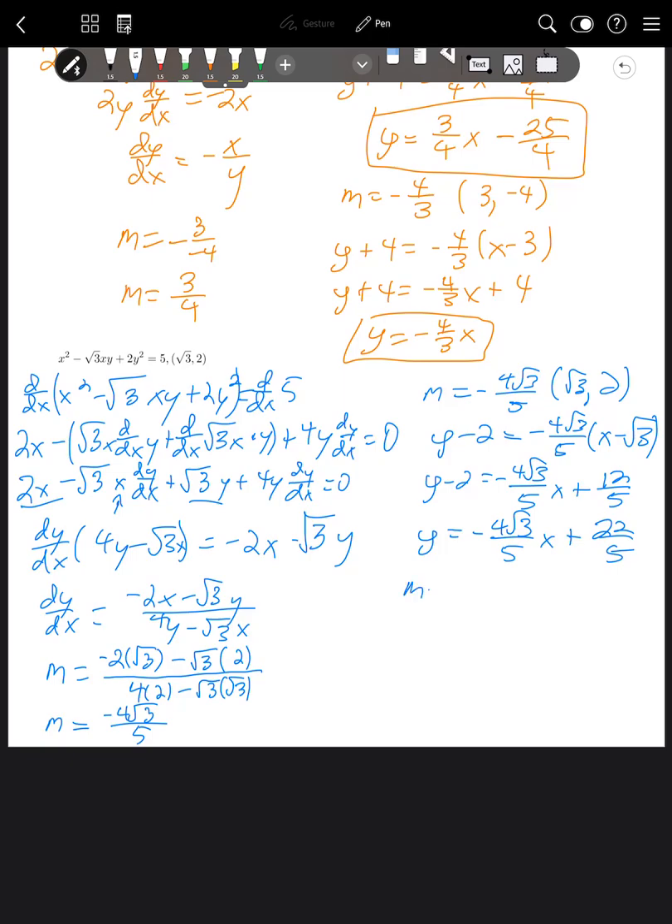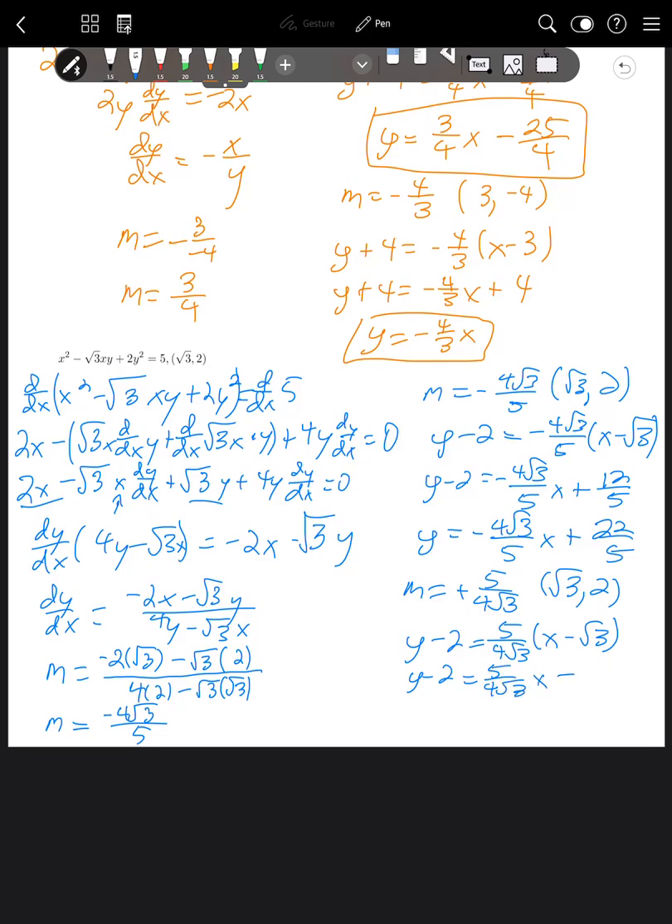And then going the other way, it'll be m equals negative 5 over 4 root 3, not negative, sorry, positive 5 over 4 root 3, because I'm doing the opposite reciprocal. And the point doesn't change. So y minus 2 equals 5 over 4 root 3 times (x minus root 3). So this will be y minus 2 equals 5 over 4 root 3 x.